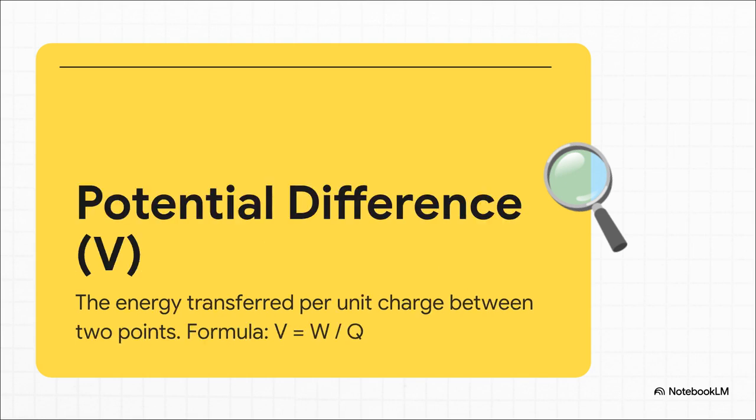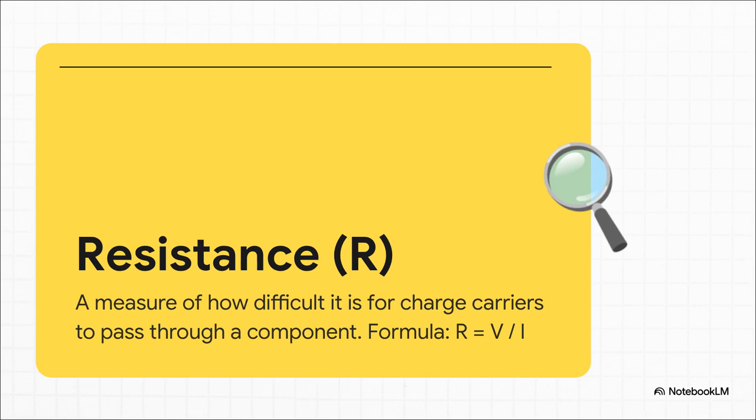Simple as that. Next, we've got potential difference, or what everyone just calls voltage. So if current is the flow of water, voltage is the pressure pushing it. More pressure, more flow. The official definition is the energy transferred per unit of charge. So a 9-volt battery? That means it's giving a 9-joule kick of energy to every single coulomb of charge that makes the trip. And rounding out our trio is resistance, or R.